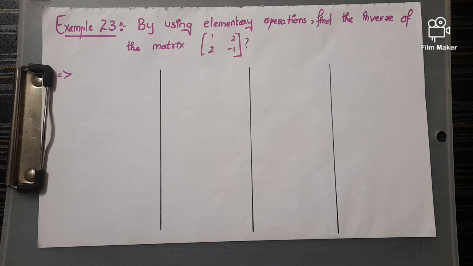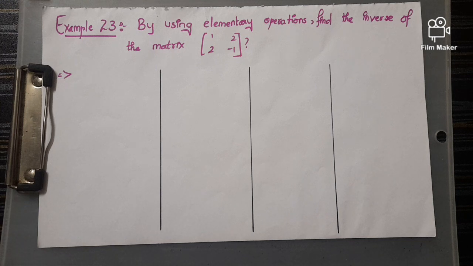Now we'll see, by using elementary operations, find the inverse of the matrix [1 2; 2 -1] is your question. This question is looked upon by the textbook in two ways, method 1 and method 2. Now we will see how both methods generally work. First, we will see the first method to find the inverse of the matrix.